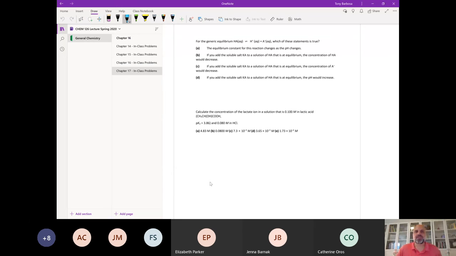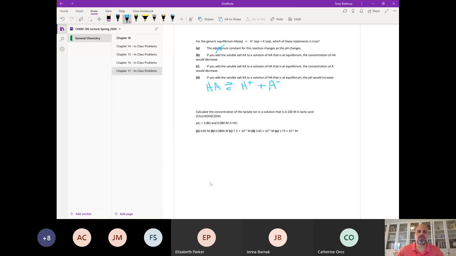Let's think about what we're doing here. We have our equation, HA is in equilibrium with H plus and A minus. The answer A says the equilibrium constant for this reaction changes as the pH changes. But we know equilibrium constants never change, so they stay the same. We can look them up in the table. So we know A is definitely not the right answer. Most of you got that.